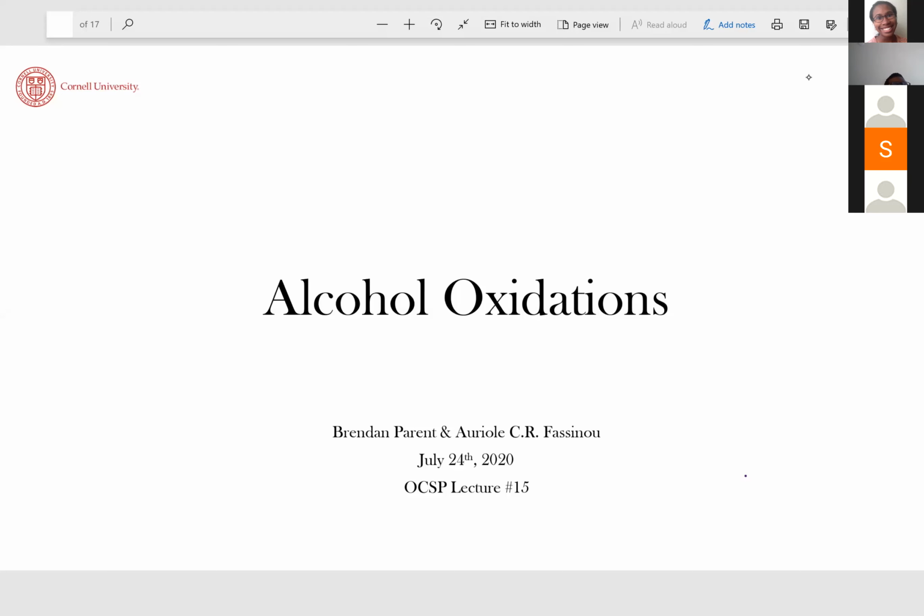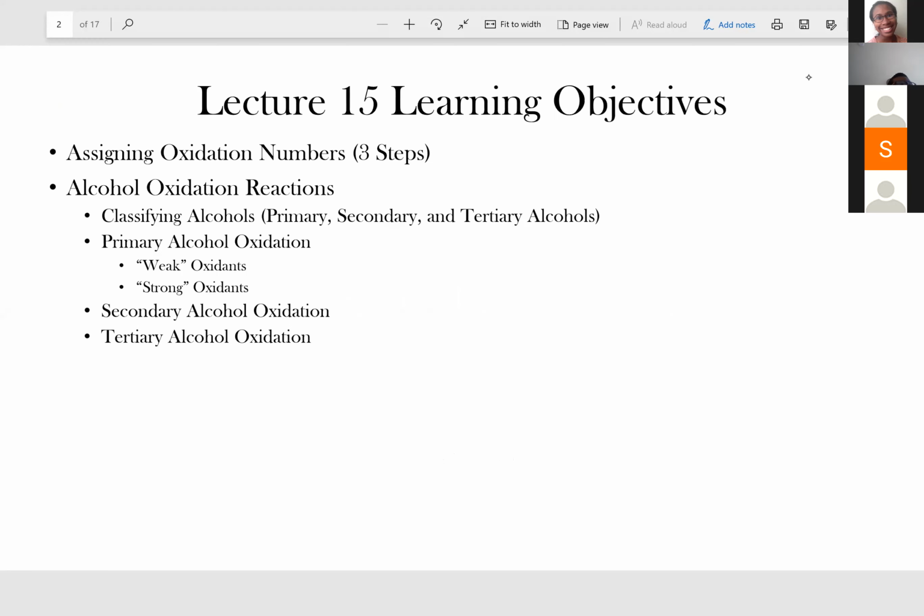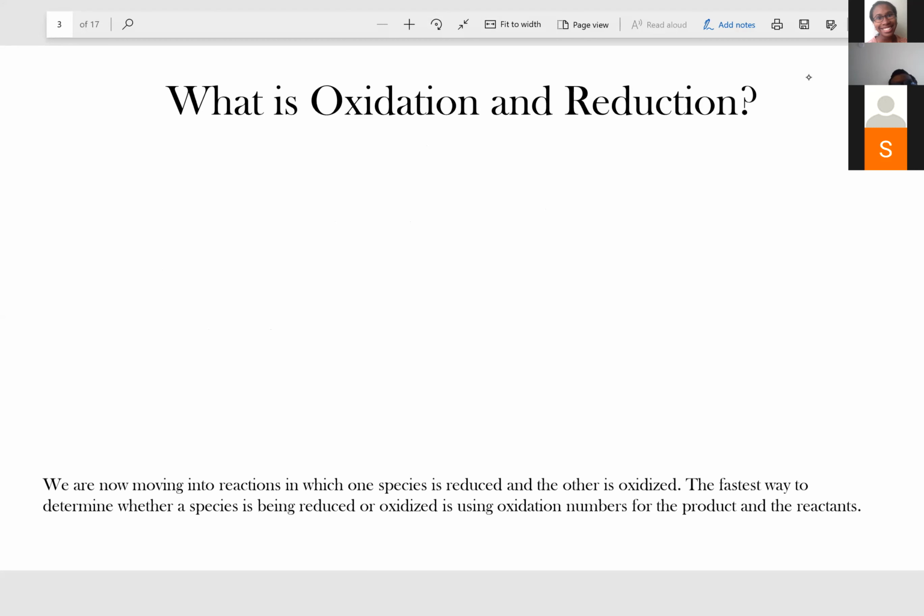So today we're going to focus on alcohol oxidations, and I hope you all had a chance to download the slides to annotate them as we go. Okay, so what are we learning today? First, we're going to start off with learning how to assign oxidation numbers. I know you did a little bit of that in general chemistry, but it's done a little bit differently with organics. Once we get through that, we'll start looking at some alcohol oxidation reactions, first starting with just classifying alcohols. Then we'll look at the primary alcohol oxidations, then the secondary alcohol oxidations, and the tertiary alcohol oxidations.